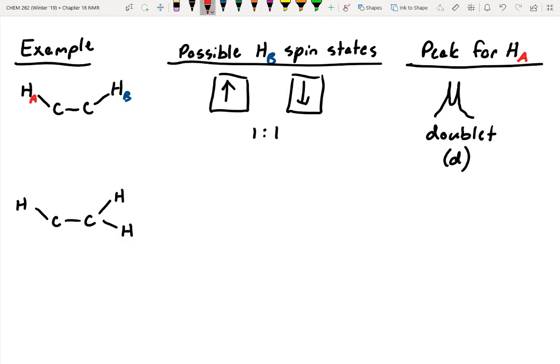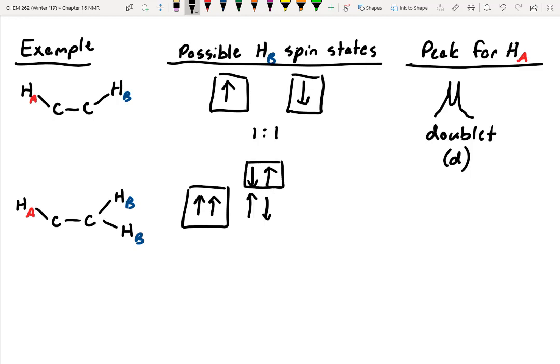I'm going to color code all of this. So again, we're going to look at HA, but this time we're going to assume that it has two HB neighbors. So we've got a few different possibilities. One is that both of those HBs are spin up. Does that make sense? One could be that one is spin up and the other spin down. However, this can occur statistically two different ways, right? So maybe the top HB is spin up and the bottom HB is spin down, or maybe the top HB is spin down and the bottom HB is spin up.